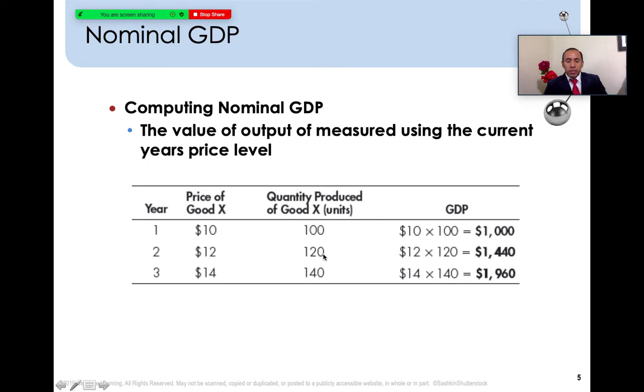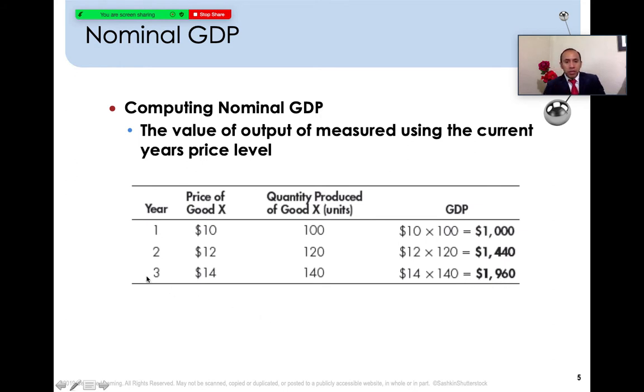The quantity produced increased to 120. So we'll multiply 12 times 120, which gives us the value of gross domestic product in year number 2. In year number 3, we have $14 for the price of good X times 140 for the units produced. There's a little bit more produced. 14 times 140 will give us 1960.